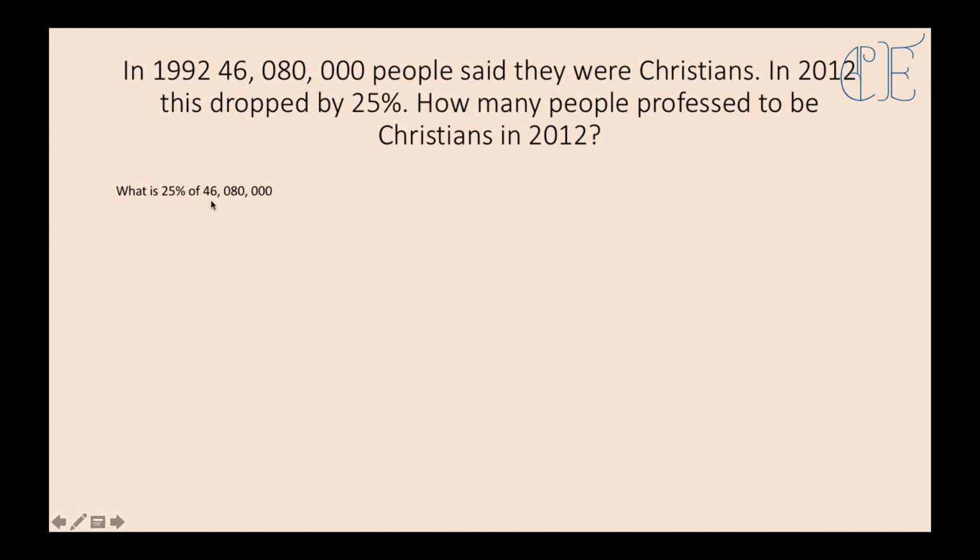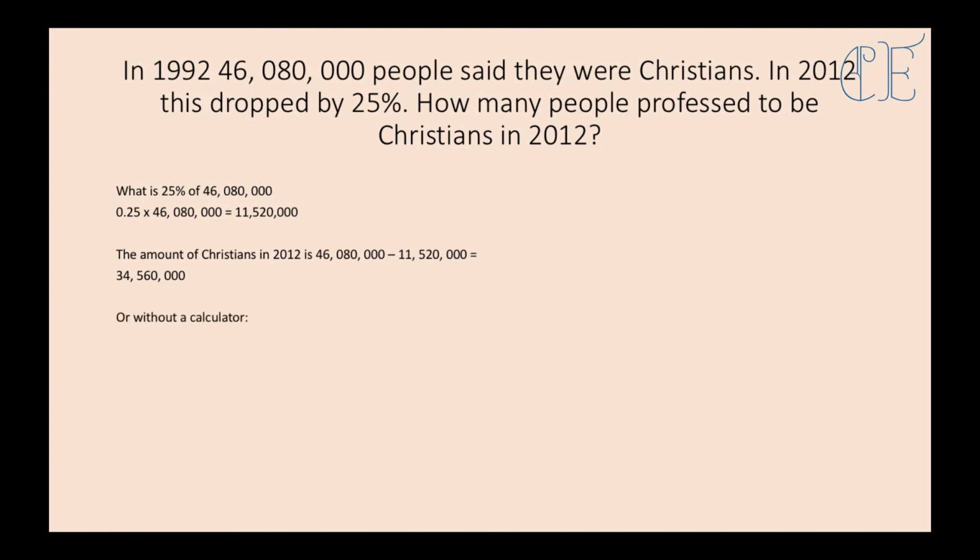I need to know what 25% of 46,080,000 is. So I can just change my percentage, my 25% to 0.25 and times it by the 46,080,000. And that gives me 11,520,000 people. But again, that is the decrease. Okay, so I need to take it away. So I need to do 46,080,000 take away 11,520,000, leaving me with 34,560,000 Christians in 2012.